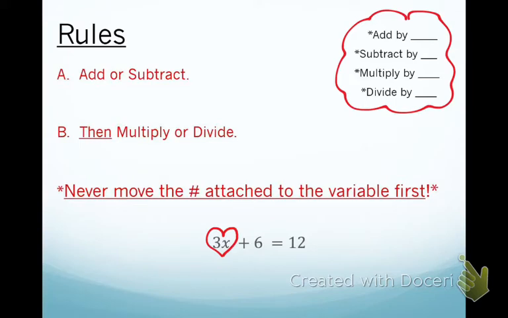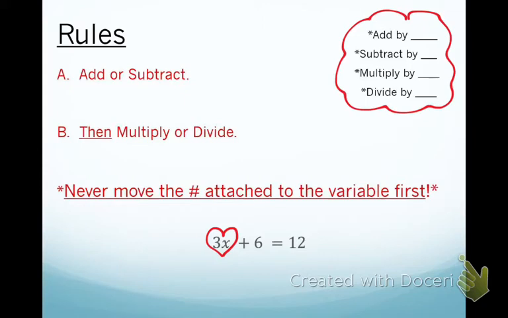Multiply by 3. Very good, because if you remember, when you have a number next to a letter, that means to multiply. Now, multiply by 3 is not the only thing that's not letting it be alone. Who else is also not letting it be alone? Use these words up here. Add by 6, okay? Also, this right here, the add by 6 is not letting it be alone. So today we're going to talk about how there are two separate steps we have to do in order to get the variable by itself.